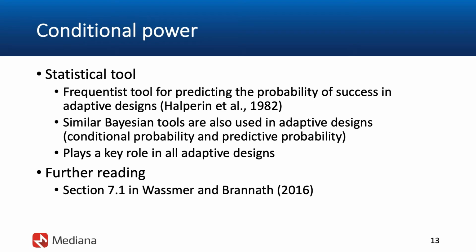Conditional power is derived using a frequentist statistical framework, but it is not that difficult to construct conceptually similar quantities or predictions using a Bayesian framework. In that case, those quantities would typically be called conditional probability.